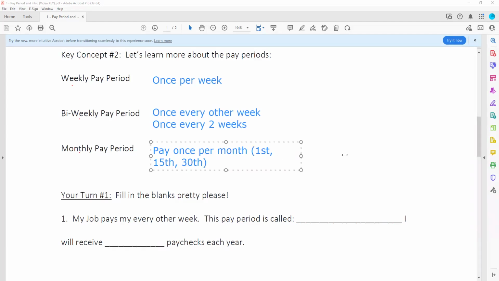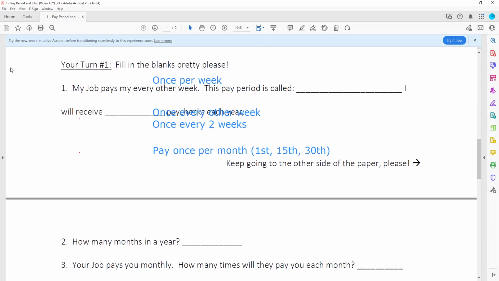Every employer is different. It just depends on how they do their accounting. As teachers in the Puyallup School District, we get paid on the 30th of the month. So let me scroll down. I'm guessing the text boxes will stay, and they do.